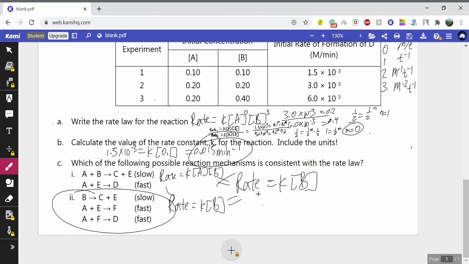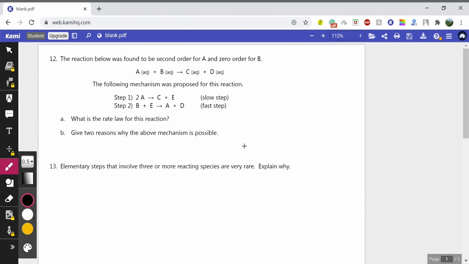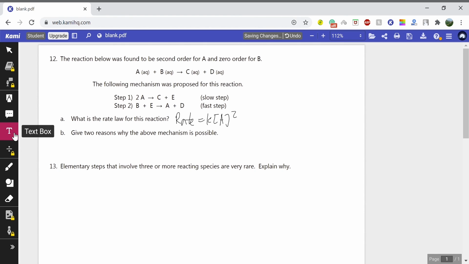So after all these problems, the most important thing that you need to remember is probably that the rate law for the slow step is the rate law for the overall reaction. Let's do a few additional problems. So here it asks what is the rate law for the reaction. Again, rate law is the slow step, so rate is equal to k times a squared because there are 2 moles of a, and give 2 reasons why the above mechanism is possible. So why is this mechanism possible?